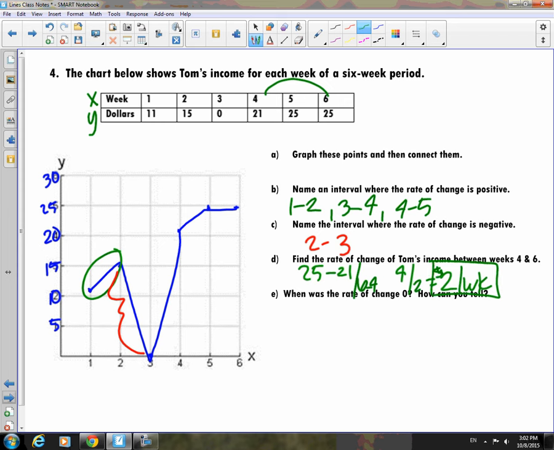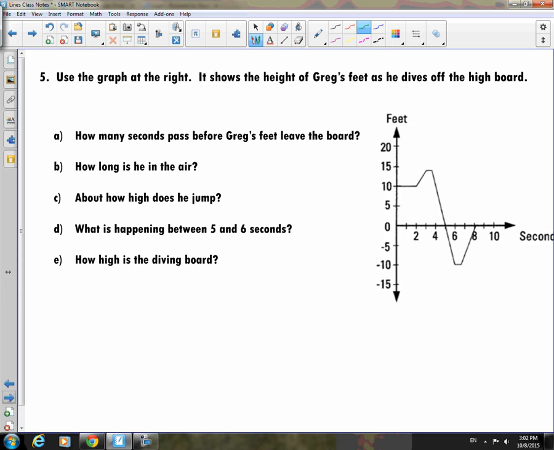And when was the rate of change 0? And how can you tell? Well, right here between week 5 and 6, because the slope was 0. Or it was a horizontal line. Either one would work. All right, question 5.